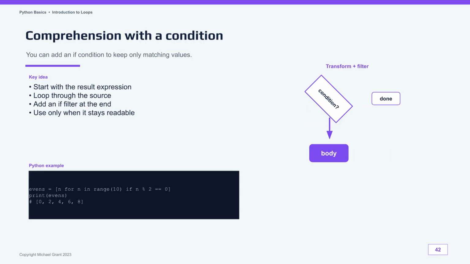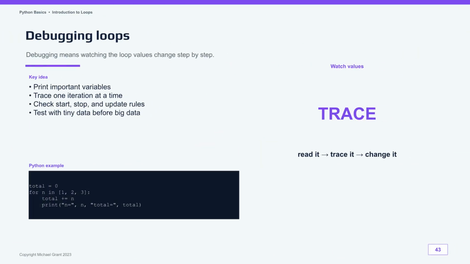You can add conditional if filters directly into list comprehensions. This allows you to combine transforming your data and filtering it in a single line. It is a powerful, concise syntax for standard list processing. When a loop isn't working as expected, trace it. This simply means watching your variables change throughout every iteration. You can use print statements to reveal exactly what's happening at each step.